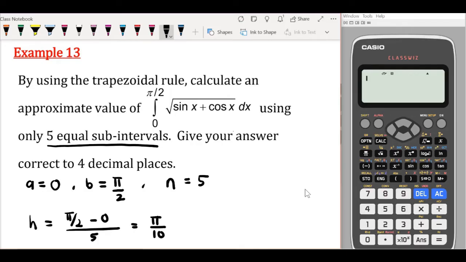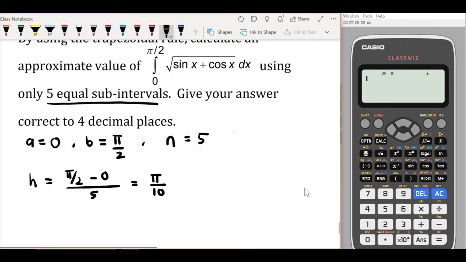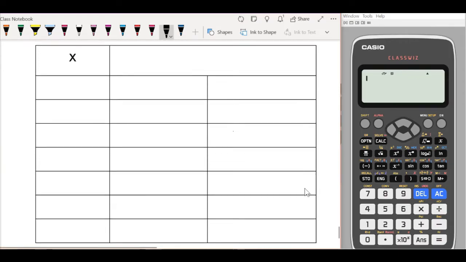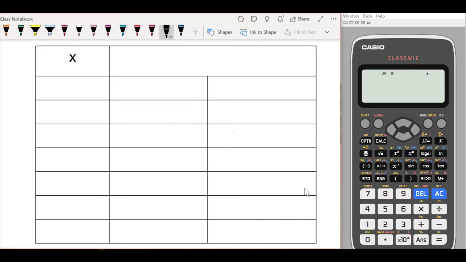Okay, so once we finish with h, now we may start constructing a table to find all values of x and y. Our table will consist of three different columns. First column would be the value of x. We will start with x naught, and x naught would be our lower limit, in this case 0. Next one, x1. In order to find x1, you just have to add h. Just now our h is pi over 10, so I add it to 0. That's why we get pi over 10 here.